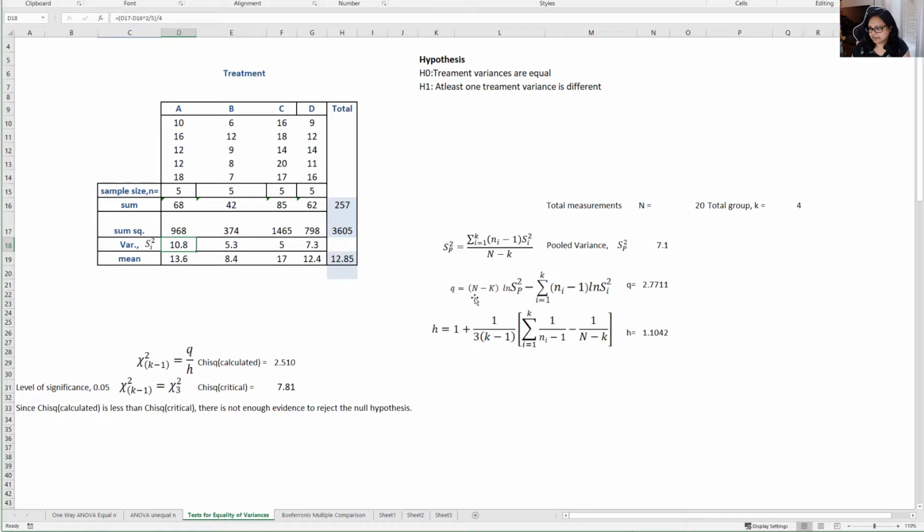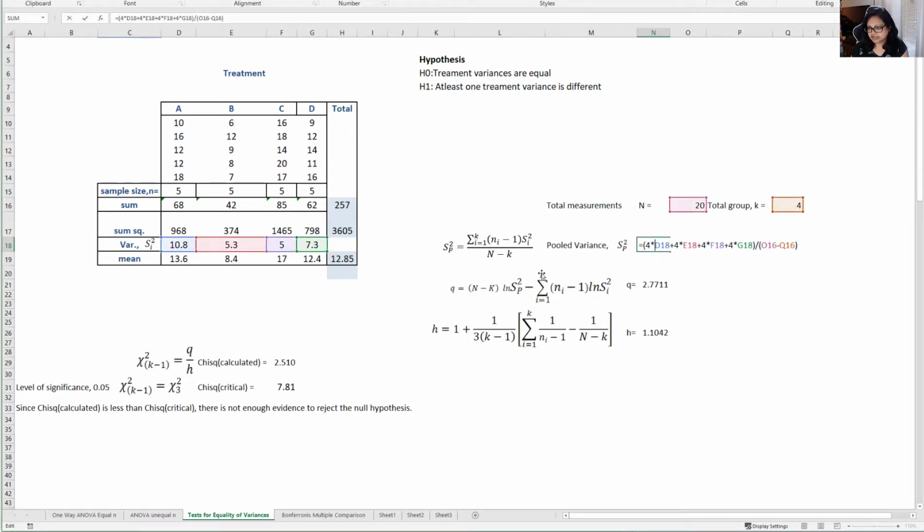And then the Sp square over here, we have to calculate that before. The Sp square is each sample size minus 1 multiplied by the variance we have. Let's say this one: the variance we have in treatment group A is 10.8. That's the one we have to use, multiplied by 5 minus 1, which is 4. And then you have to go to the next one. So that's what I did.